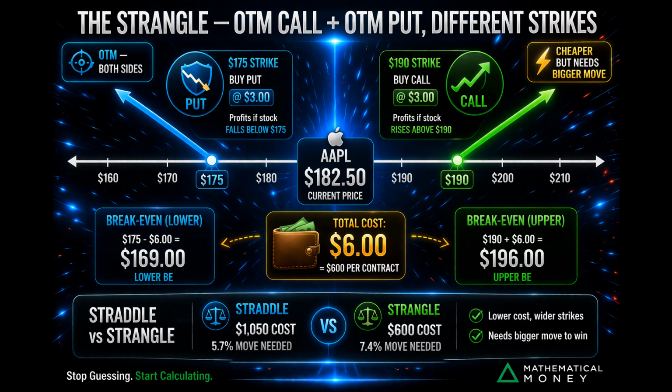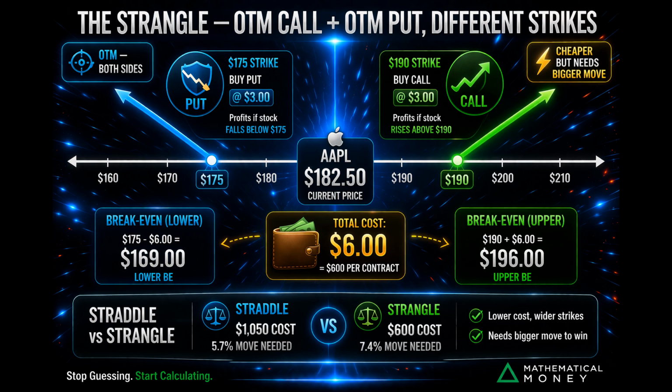A strangle is similar to a straddle, but uses out-of-the-money options instead of at-the-money options. You buy an out-of-the-money call at a strike above the current price and an out-of-the-money put at a strike below the current price. Because both options are out of the money, they are cheaper than at-the-money options, so the total premium paid for a strangle is lower than a straddle. Lower cost means a lower absolute dollar risk.